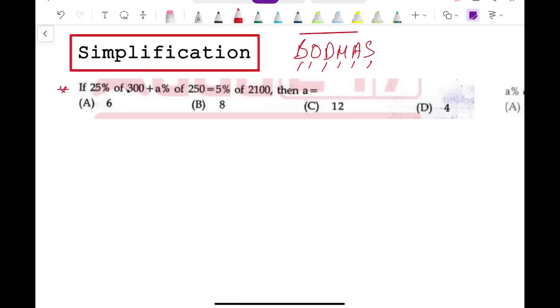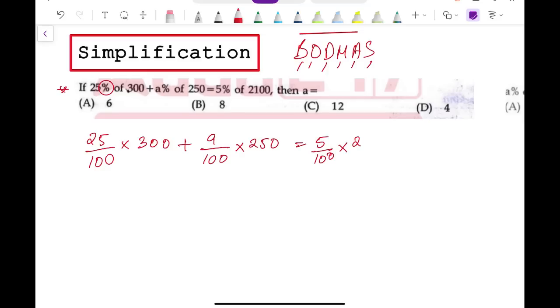In this question, 25%. Percent means if you want to convert this to a fraction, you just need to divide it by 100, into 300, plus 8%, that means divided by 100, into 250, is equal to 5%, that means divided by 100, into 21,000. So the zeros get cancelled, another 0, another double 0, another double 0. 25 into 3 is 75, plus a, which will give me how much?